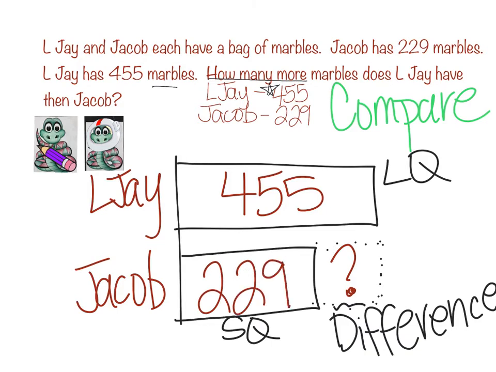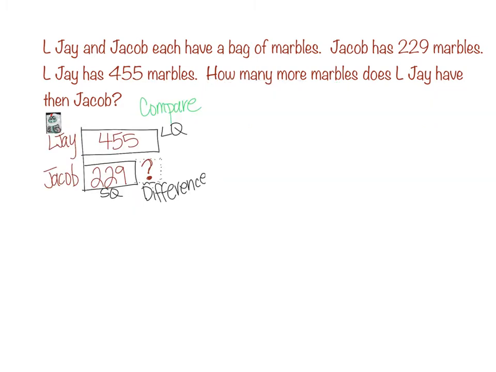So I have done both step 2 and step 3, I've organized and represented it. I used my comparison word problem structure. I labeled my picture. I'm able to see what my unknown is. My unknown is the difference between the two. The how many more marbles does LJ have than Jacob? Now, during both of these steps, I want to make sure I write out my situation equation and my solution equation.